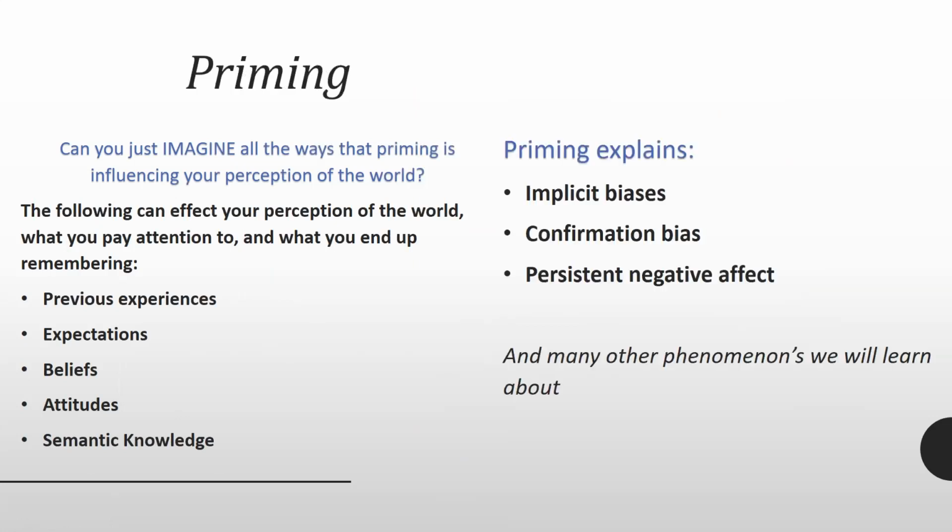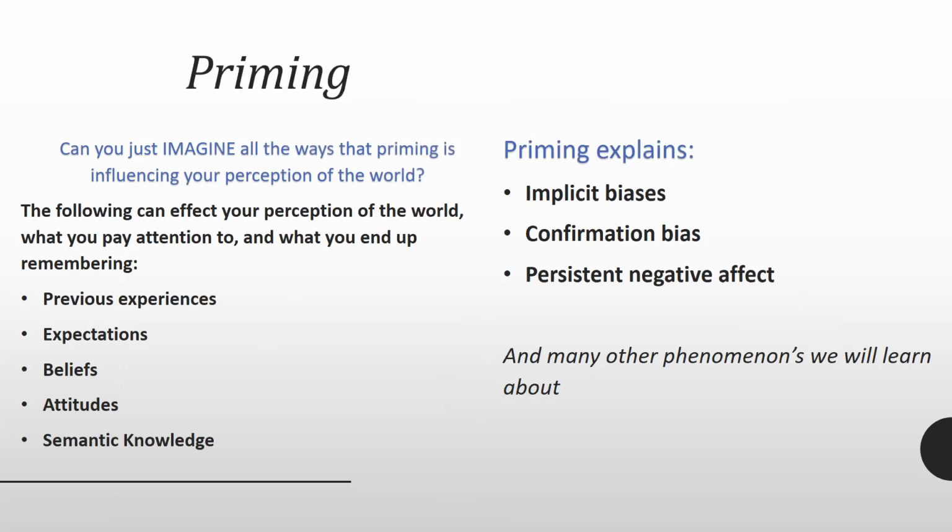So I'd like you to think long and hard about how priming might be affecting your everyday life, affecting how you perceive the world, or what information you pay attention to, or what information you remember. Things like implicit biases or the effects of stereotypes and attitudes are good examples of priming. Confirmation bias is a good example of priming. Confirmation bias is when you are more likely to pay attention to, believe, and remember information that aligns with your prior knowledge and what you already think.